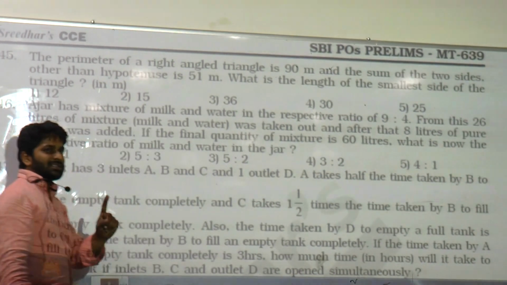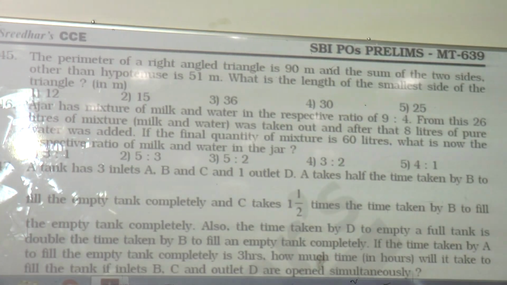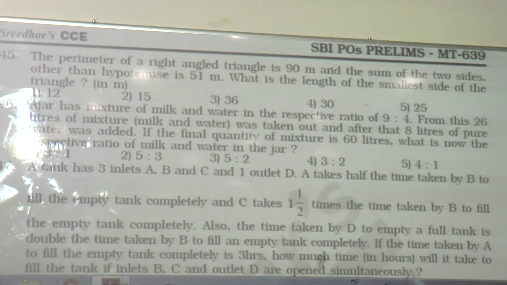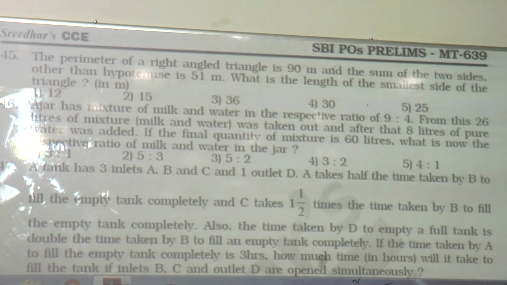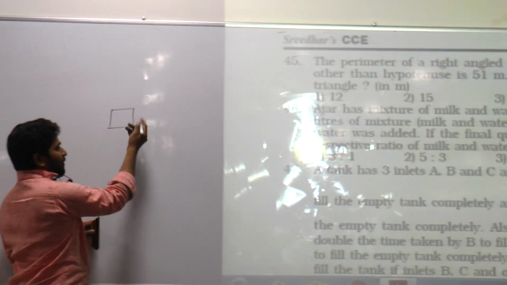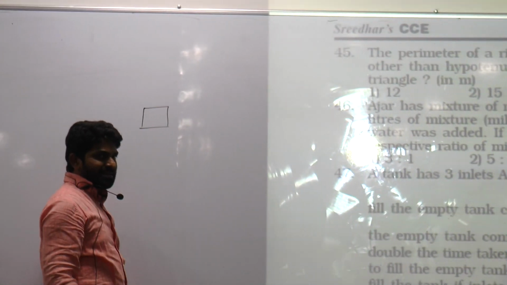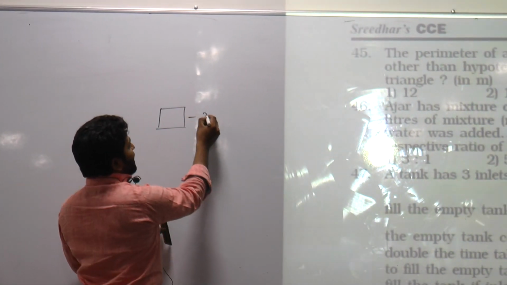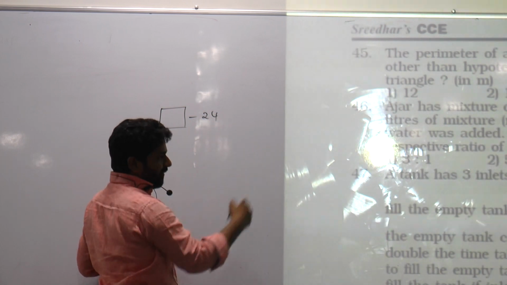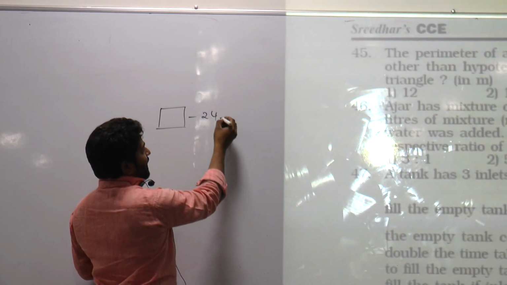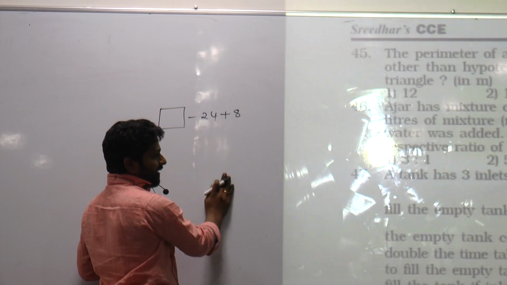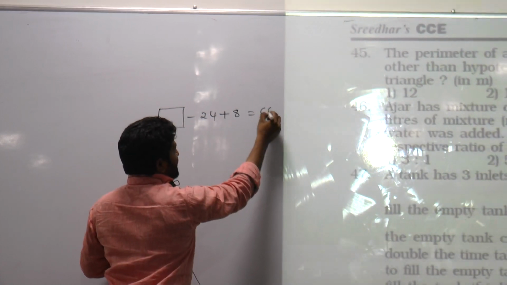If you have only one answer, you can answer it without even solving that. But now you need to do. Let's say I have some quantity here. I don't know number. Initial container has some quantity. From this, 26 liters of the quantity is taken out, and then again 8 liters of water is added, and now it becomes 60.